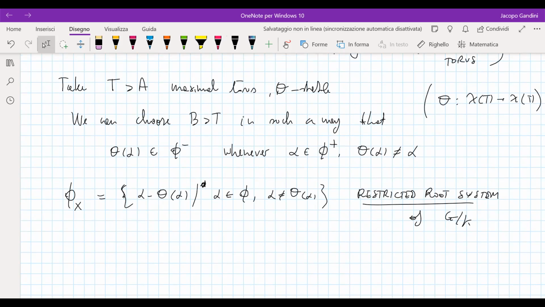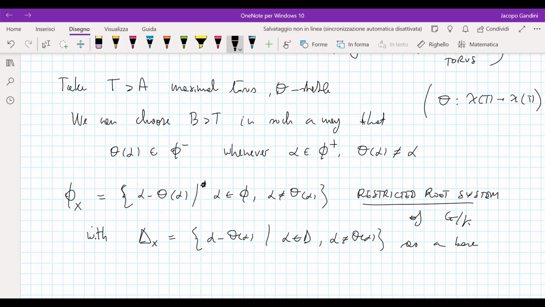And there is a canonical basis once we have fixed all these things. It is just the set of the images of the simple roots. So we take the simple roots which are moved by theta, and this is the base of the restricted root system.